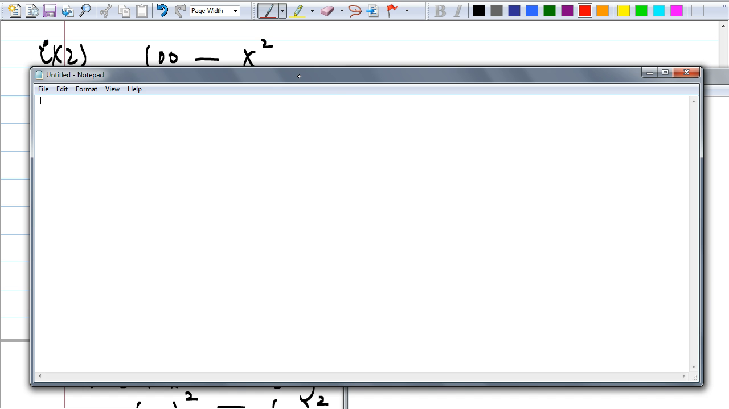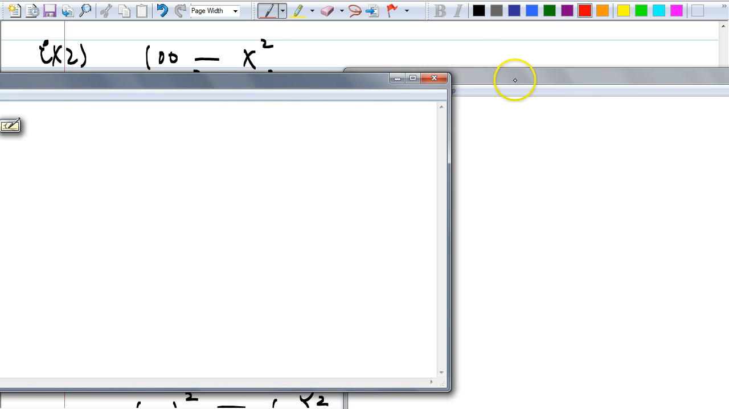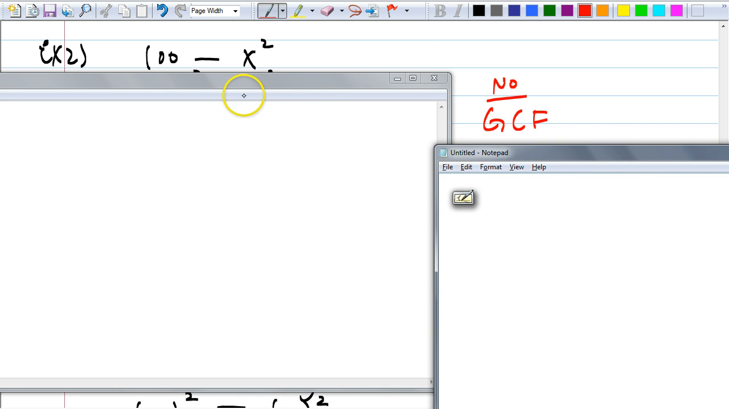Here's example 2. Now this looks a little bit different than what we had before, but not that much. So our first step is to do what? Look for, class, always look for GCF. Do we have any GCF for this? 100 and x squared. Do we have any GCF? No. So we don't have any GCF. So the only thing that's left for us to do is see if this is what? Difference of square.